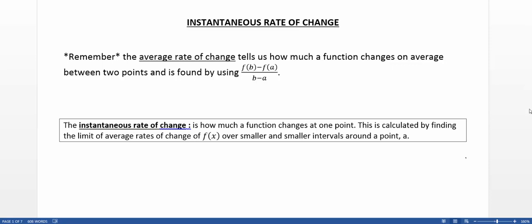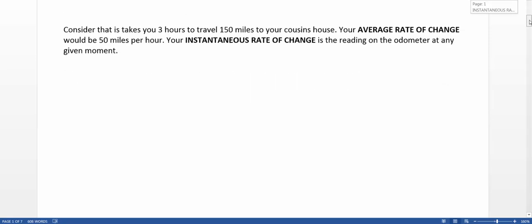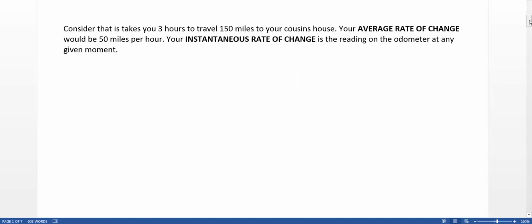A good example of this is driving your car. So consider that it takes you 3 hours to travel 150 miles to your cousin's house while you drive. Your average rate of change would be 50 miles per hour, because if we look at the per hour travel, we went 150 miles over 3 hours. That's how much you changed on average.